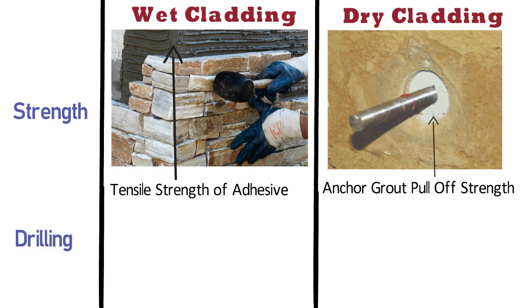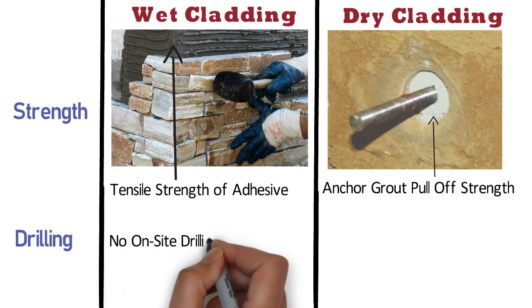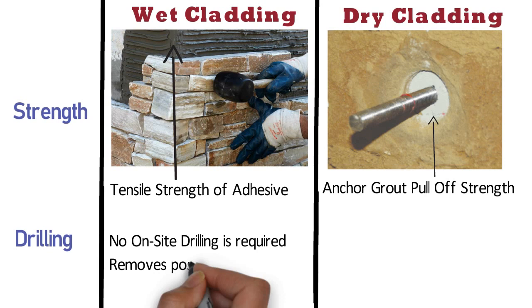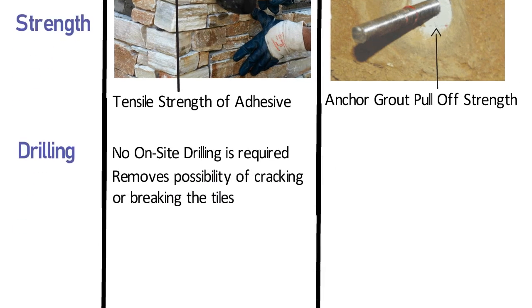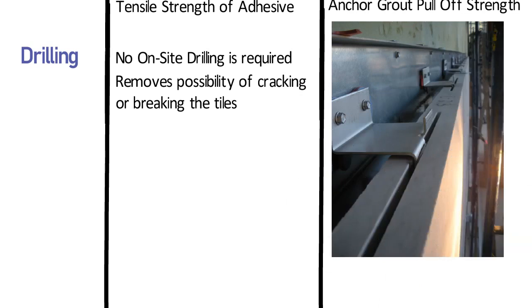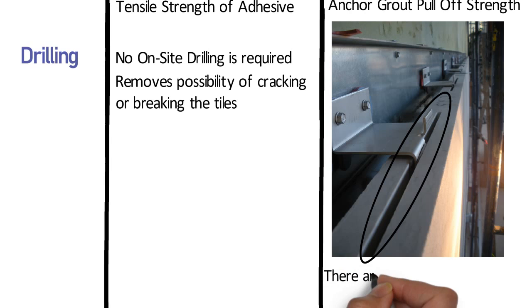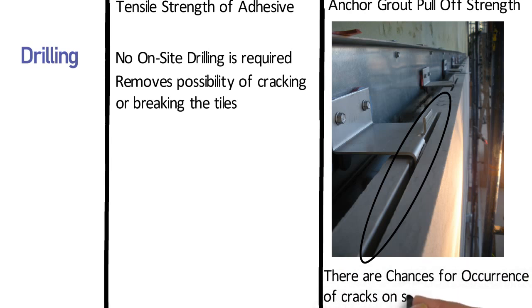Drilling. In case of wet cladding, no on-site drilling is required. This removes the possibility of cracking or breaking the tiles. Whereas, in case of dry cladding, the drilling is part of fixing the tiles. Hence, there are chances for the occurrence of cracks on the substrate.